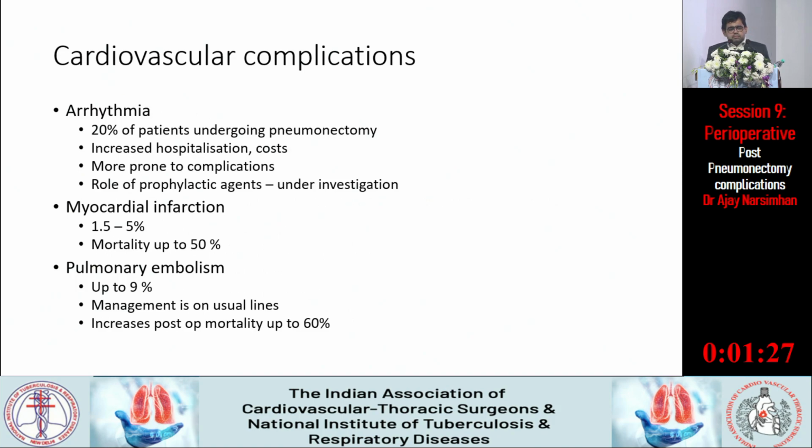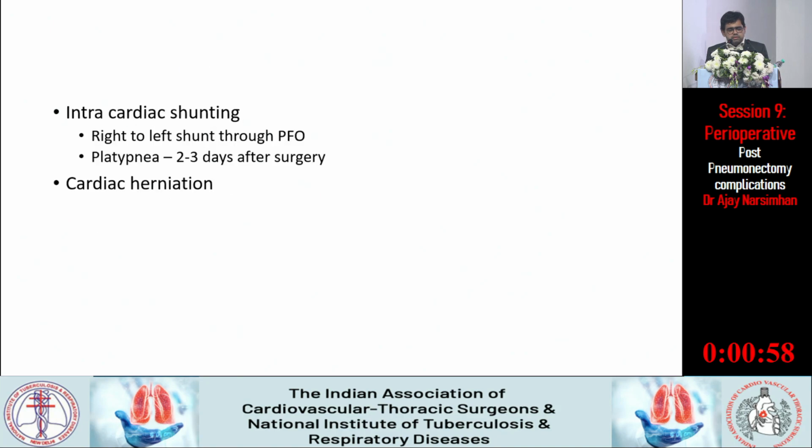And cardiovascular complications, you have arrhythmias, myocardial infarctions, and pulmonary embolism. Of the arrhythmias, atrial fibrillation is the most common. These patients are more prone to complications and increased hospitalization and costs. The role of prophylactic agents is still under investigation. There is no one paper that clearly shows the benefits or the risks of prophylactic and rate control agents. Similarly, pulmonary embolism is another deadly complication. The mortality can go up to 60% in the post-operative period.